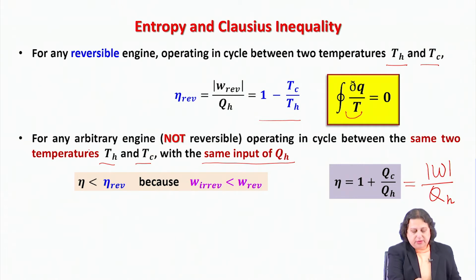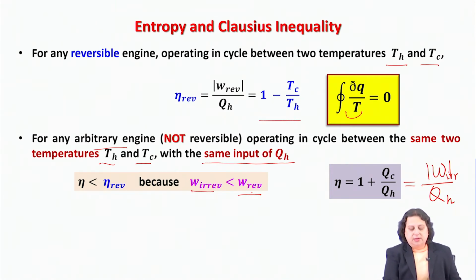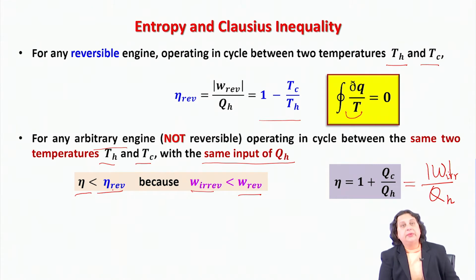In this particular engine, this is W. If it is irreversible, then I am considering eta is equal to W irreversible magnitude divided by QH. Since W irreversible is always less than W reversible, therefore, I can write that eta for this irreversible engine must be less than eta reversible.